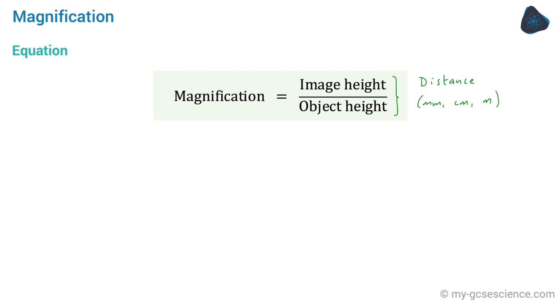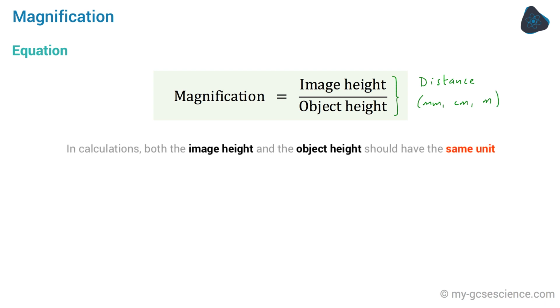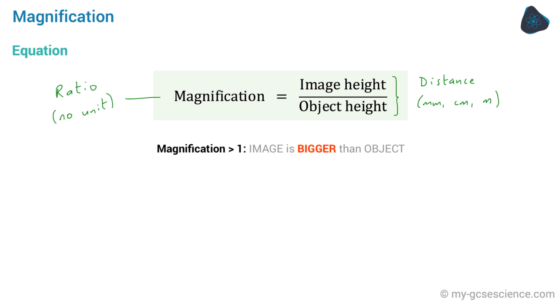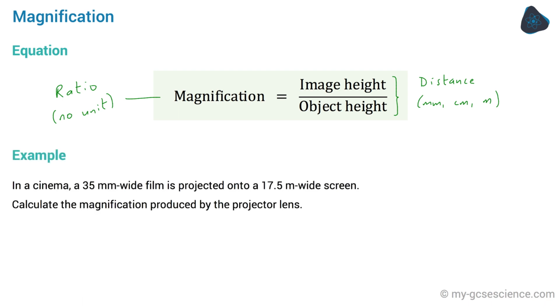The most important thing to remember in calculations here is that both heights should have the same unit. You shouldn't mix meters with centimeters, for example. Because the magnification is just a ratio of distances, it doesn't have a unit. If the magnification is greater than 1, it means that the image is bigger than the object, and if the magnification is less than 1, it means that the image is smaller than the object, in other words that the image is diminished. Have a look through this example now.